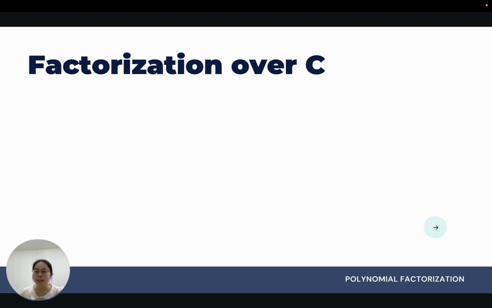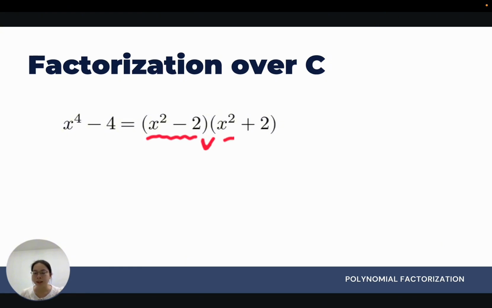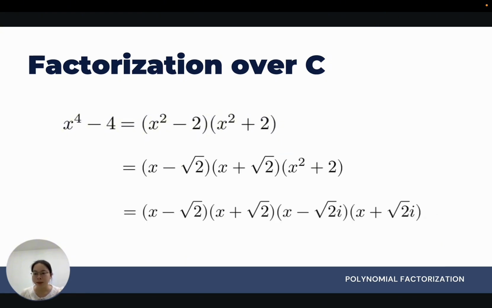Finally, let's look at factorization over the complex numbers C. Here, we have no restrictions on coefficients. Therefore, we can completely factor the polynomial. So, the final result is just this.